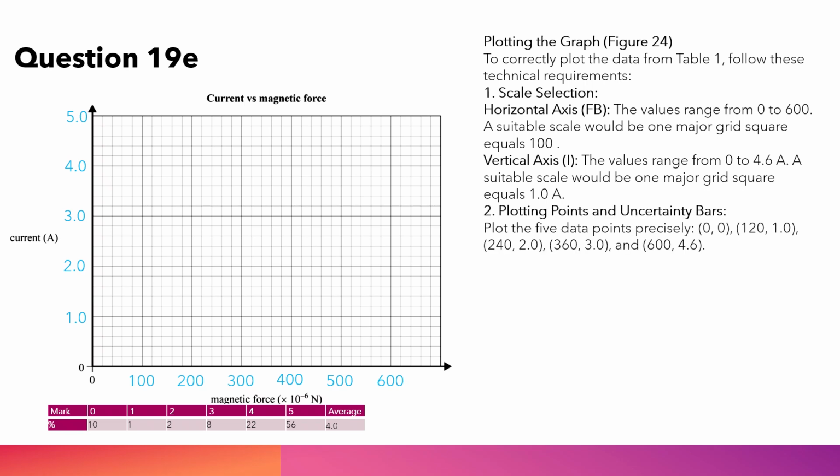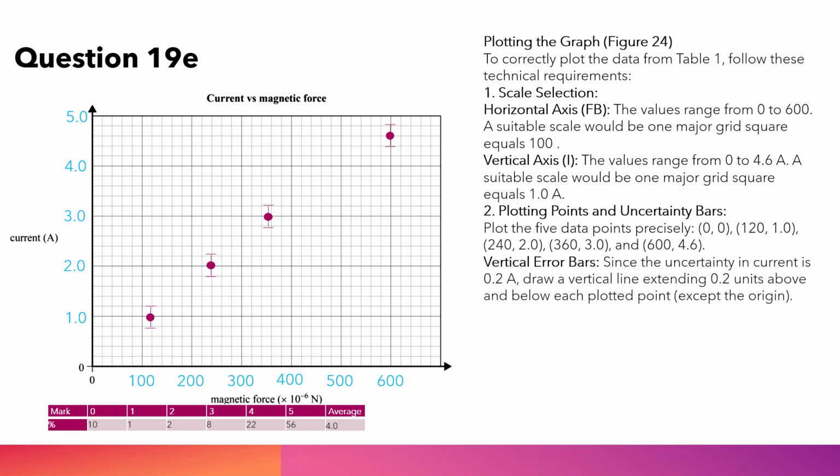2. Plotting points and uncertainty bars. Plot the 5 data points precisely: (0, 0), (120, 1.0), (240, 2.0), (360, 3.0), and (600, 4.6). Vertical error bars. Since the uncertainty in current is 0.2 A, draw a vertical line extending 0.2 units above and below each plotted point, except the origin. Horizontal error bars. Not required, as the prompt states the uncertainty in force is negligible.